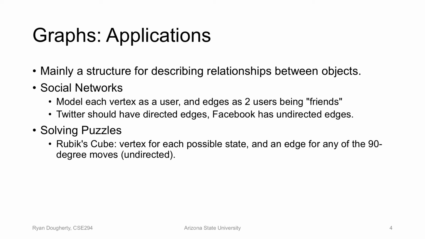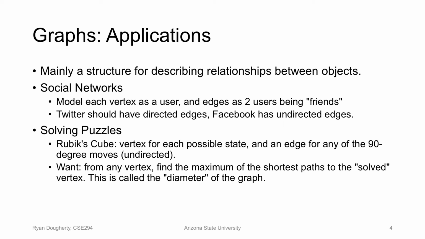And then you create edges between the vertices. Such as, if you make one 90-degree turn, that'll be an edge between those two configurations of the Rubik's Cube, right? And so we may want to know what is the fewest possible moves that from any configuration will reach the solved state. So I have a particular configuration of the Rubik's Cube, and I want to solve it in as few moves as possible. And so that's some particular number.